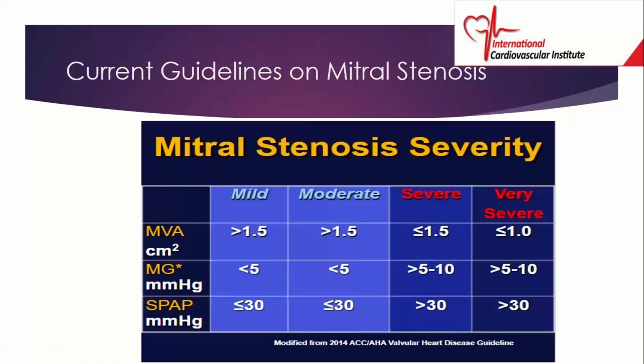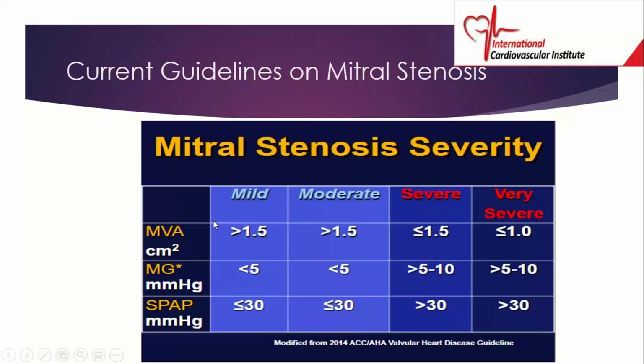So these are the current numbers, okay? This is the current guidelines, and so we have mild, moderate, severe, and very severe. So there's a very severe category.